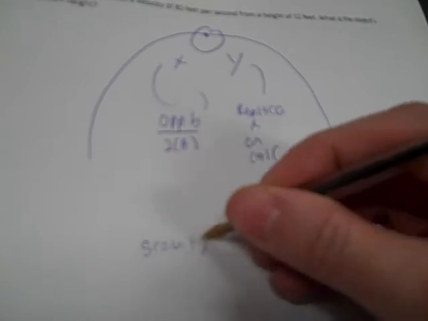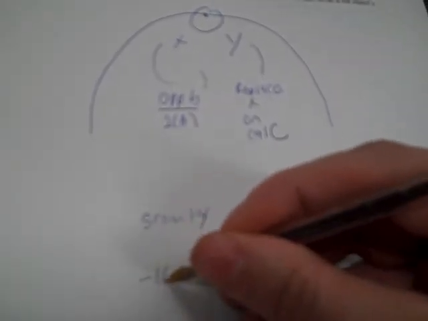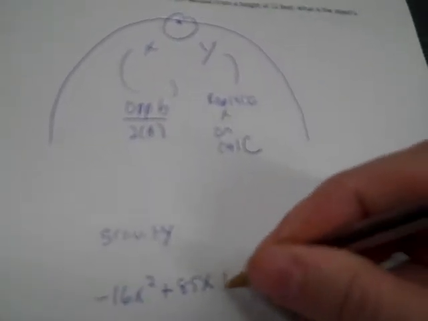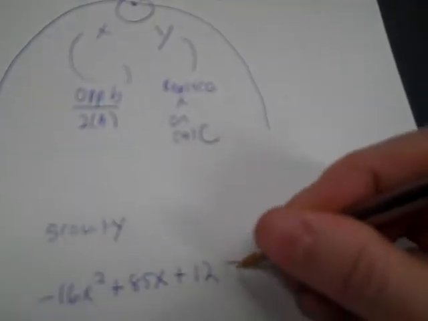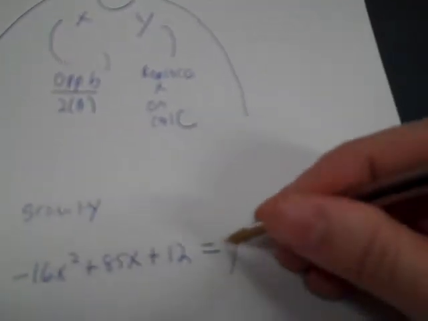Now you got to write the formula. This is gravity. So negative 16x to the second. Velocity, 85 feet per second, so 85x. Now before equals, you got to add where it started at from 12 feet. Okay. And instead of equals 0, it doesn't equal 0. I've just put a y.